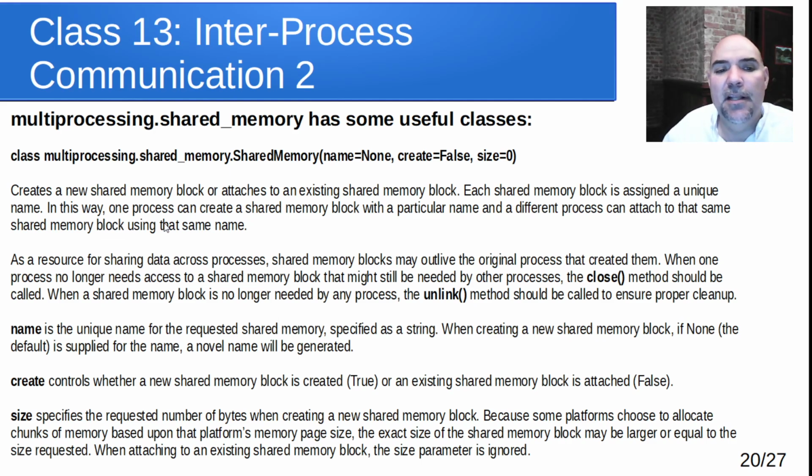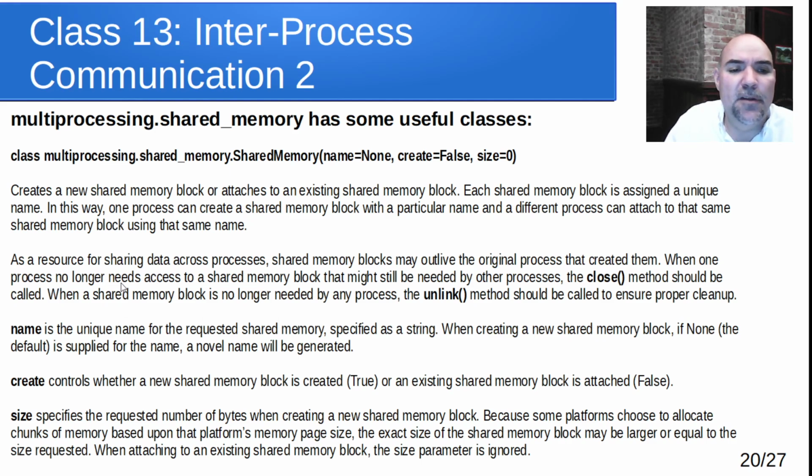So the idea here is that we're creating that, giving it a name, and then other processes can then access it by the name. And again, since it's one copy being accessed by multiple processes, it can be incredibly fast. Okay, so let's look at that. It says a resource for sharing data across processes. Shared memory blocks may outlive the original process that created them.